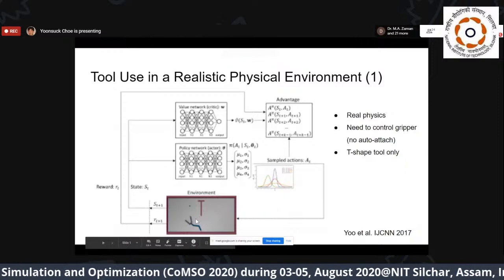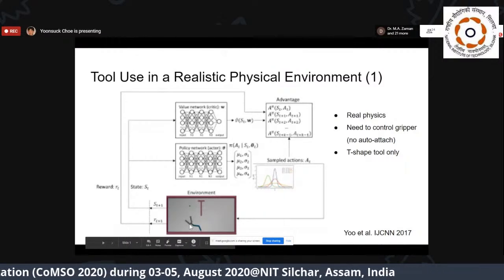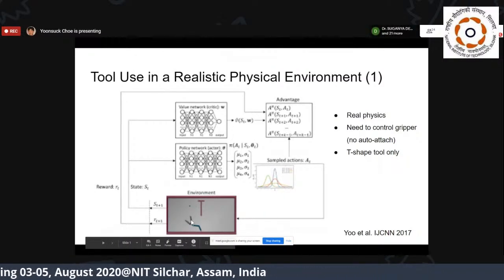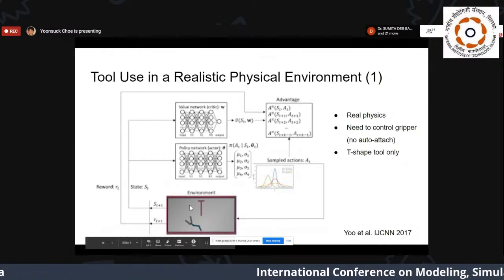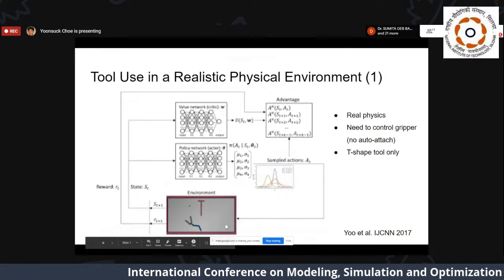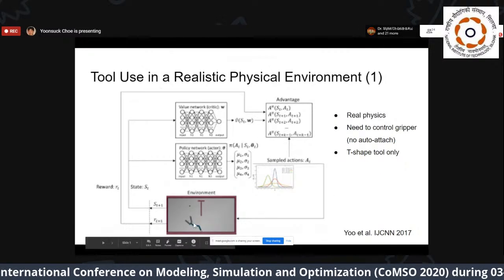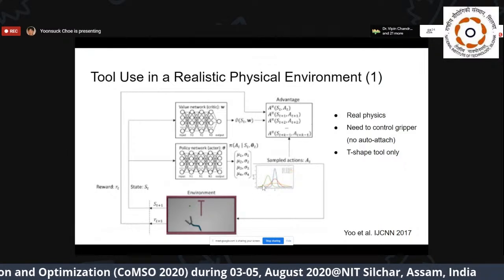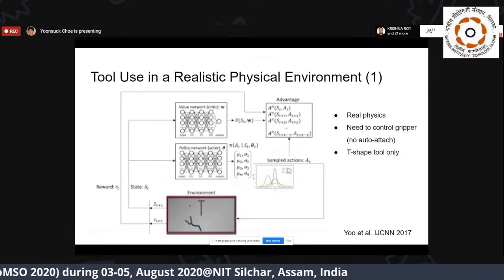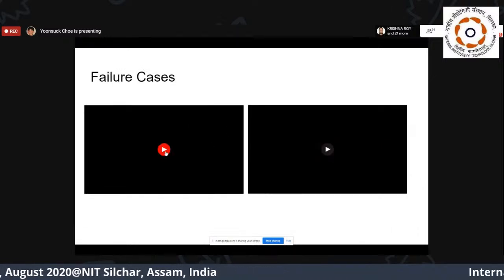So we made the test much more difficult by introducing this kind of gripper. Instead of just attaching to the tool, you have to grip it and then move this target down to the bottom. In this first version, we just used the angles and distance and so on as input, and used this deep reinforcement learning agent to train it. So here are some examples.